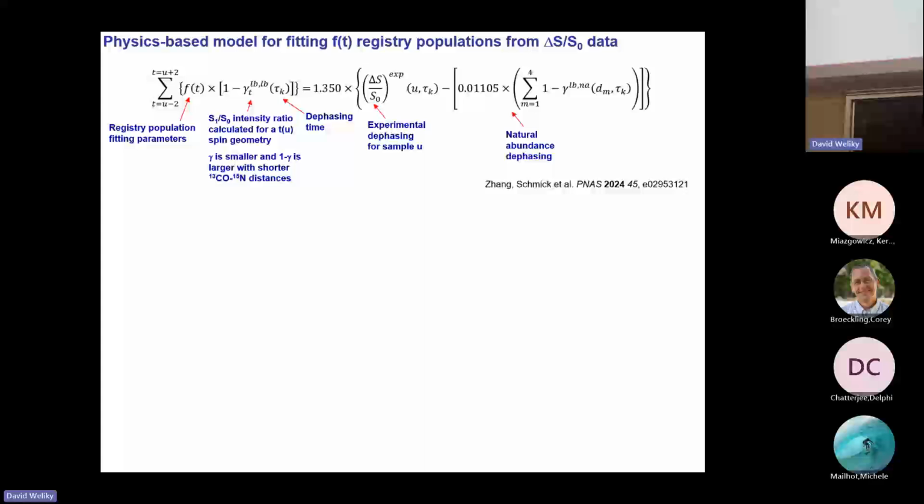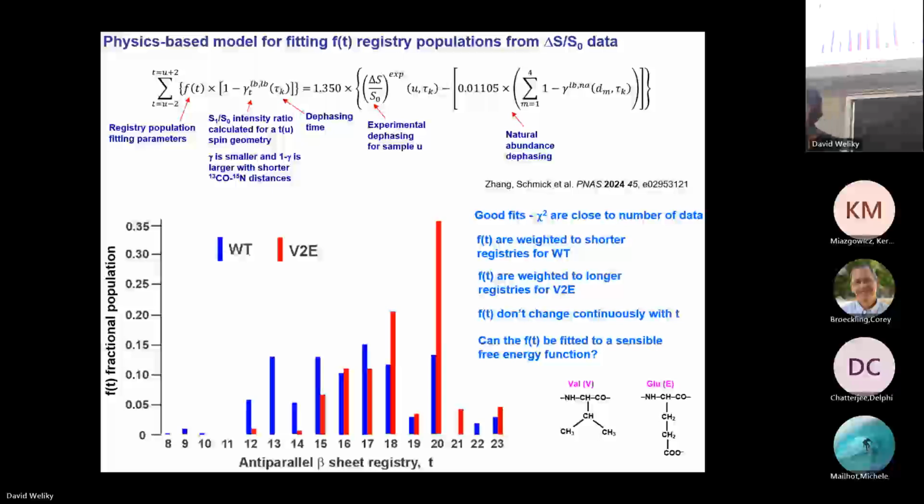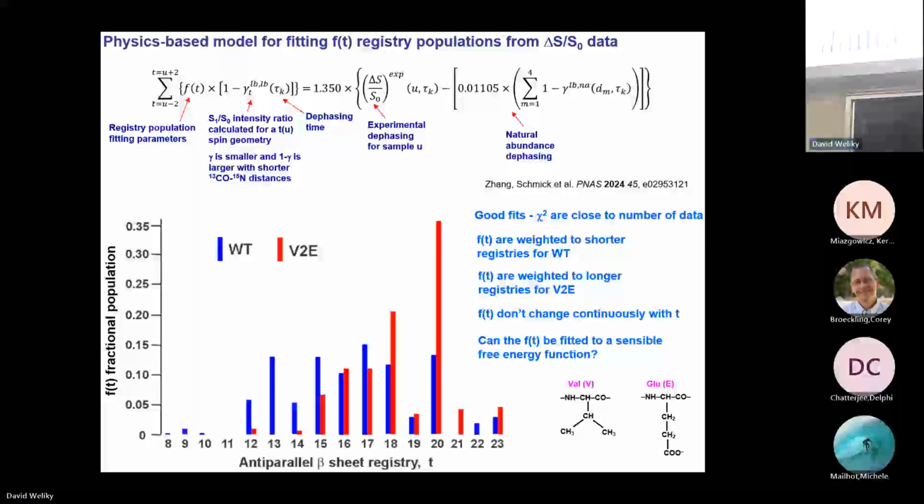And then on the right side is the experimental side. This is our experimental dephasing, for a particular sample U at a particular dephasing time. And then this quantity here in brackets, that's the natural abundance dephasing that has to be always subtracted out in doing the data fitting. And it worked. High quality data, doing a careful analysis.